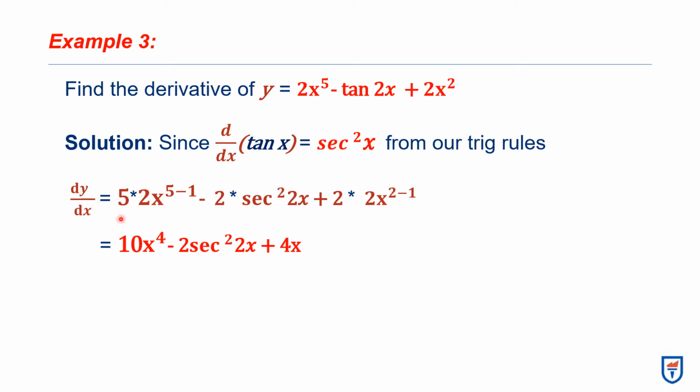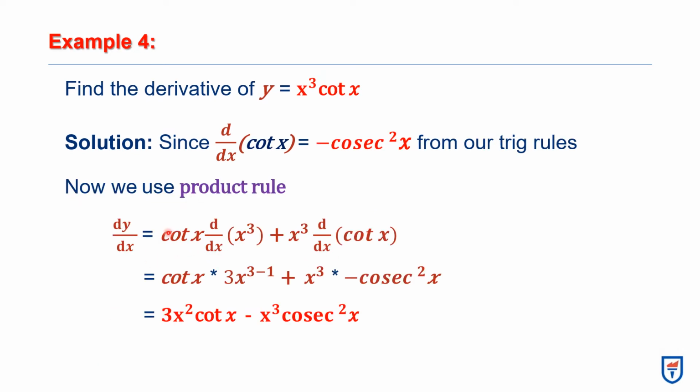And now we solve 5 times 2, which gives us 10. Then x to the power 5 minus 1 gives us x to the power 4. Then 2 times sec squared 2x, we're going to get minus 2 sec squared 2x. Then 2 times 2x to the power 2 minus 1, we're going to get 4x. So our final result, the derivative of y equals 2x to the power 5 minus tan 2x plus 2x squared, is going to be the expression 10x to the power 4 minus 2 sec squared 2x plus 4x.